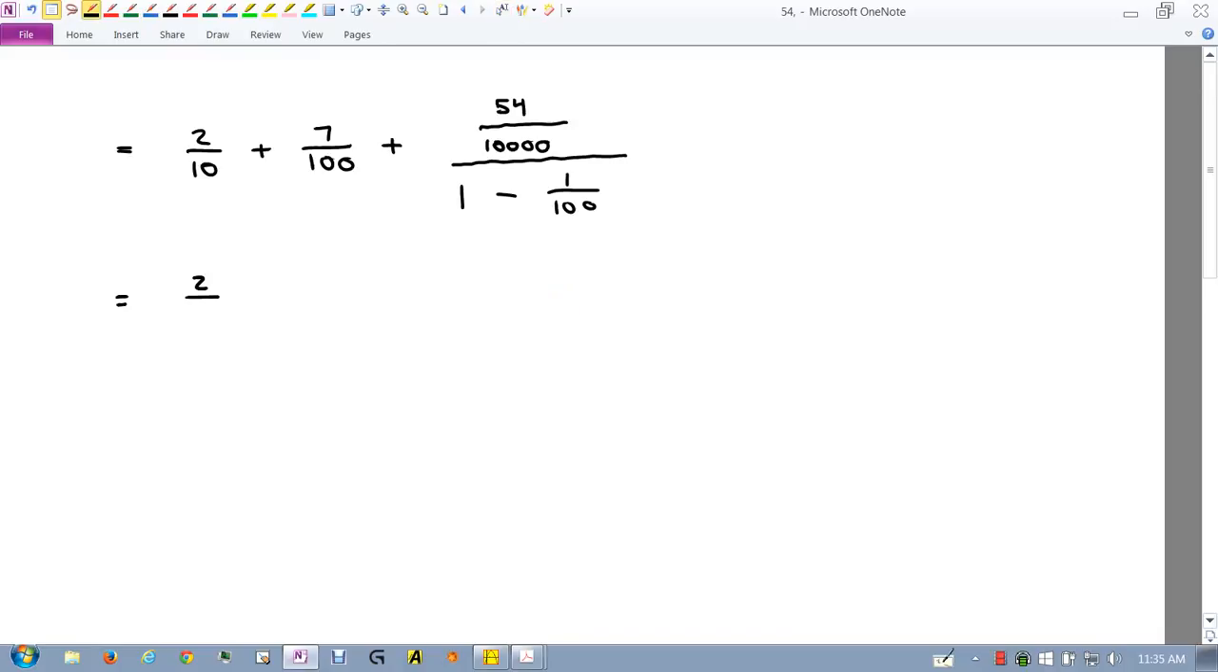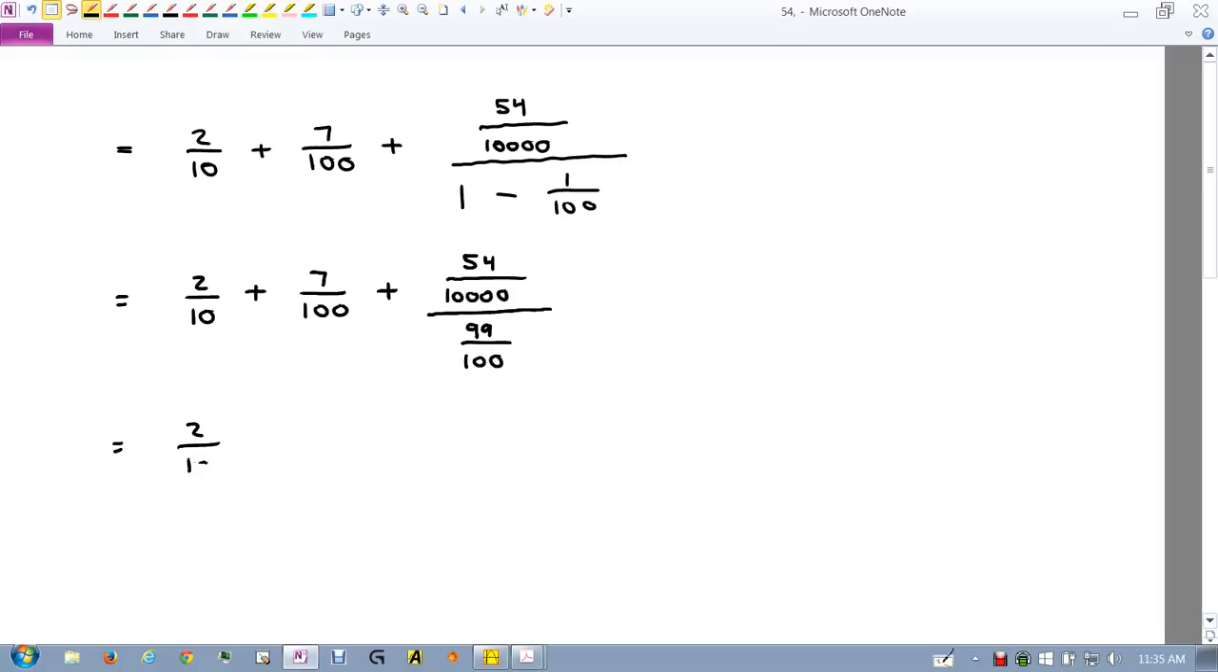This is 2/10 plus 7/100 plus 54 over 10,000 over what's 1 minus 1/100? 99/100. And now you can flip the fraction, right? Flip it.